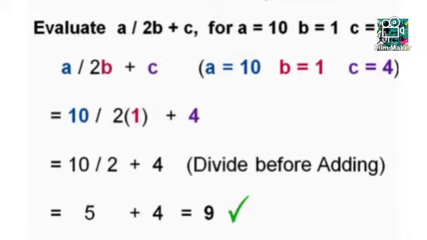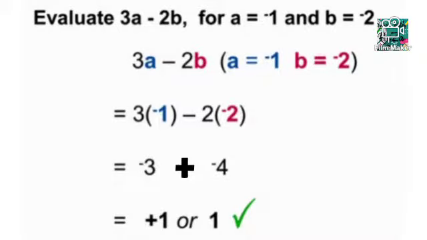So children, before you do addition, you have to do division, because according to the BODMAS rule, division is first. So 10 divided by 2 plus 4. 10 divided by 2 is 5. 5 plus 4 is 9. So this is how, very simple, just substitute the values and follow the BODMAS rule and get a final answer.